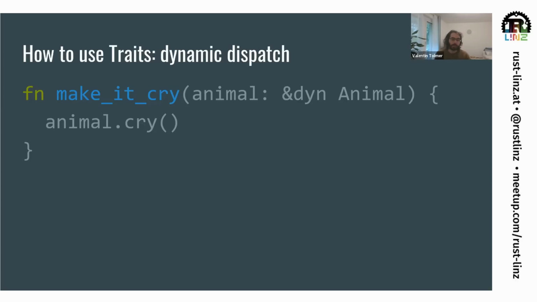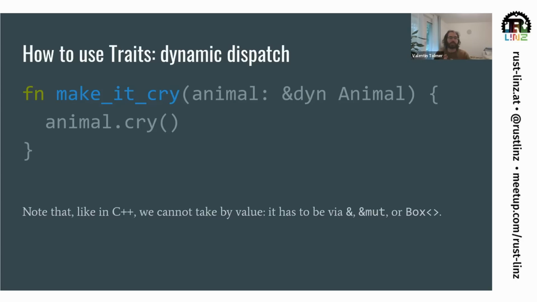So like in C++, you cannot receive the animal by value because Animal is not a concrete type, so you cannot copy it or you cannot move it. You can just receive it by where it's defined somewhere else. So it has to be by reference or mutable reference or in a box or something like this. In Java, we don't have this problem because every object is a pointer anyway, so we pass pointers everywhere.